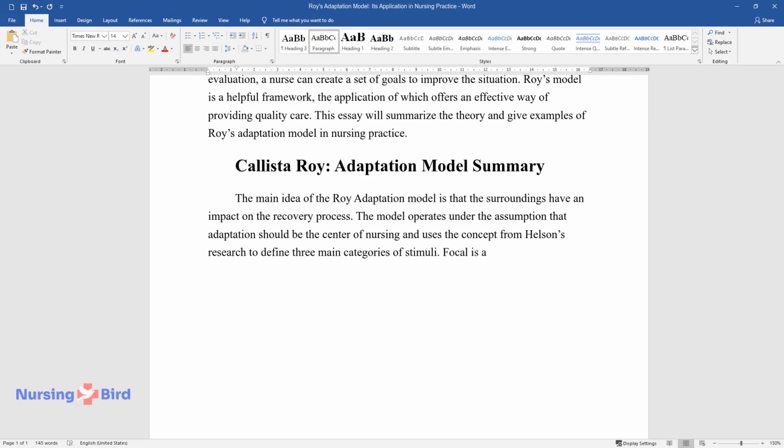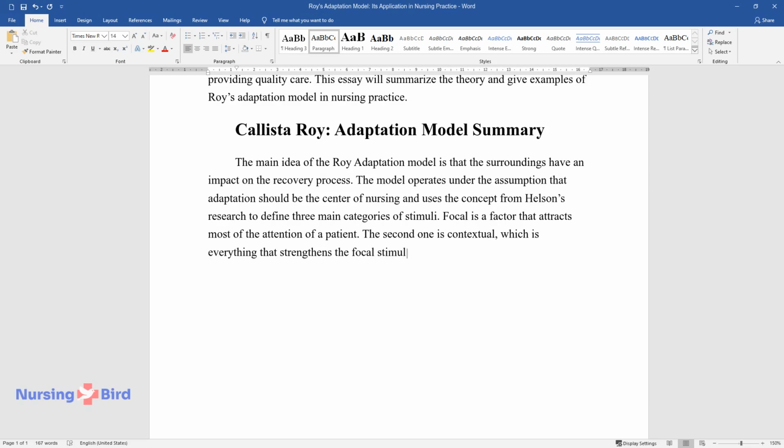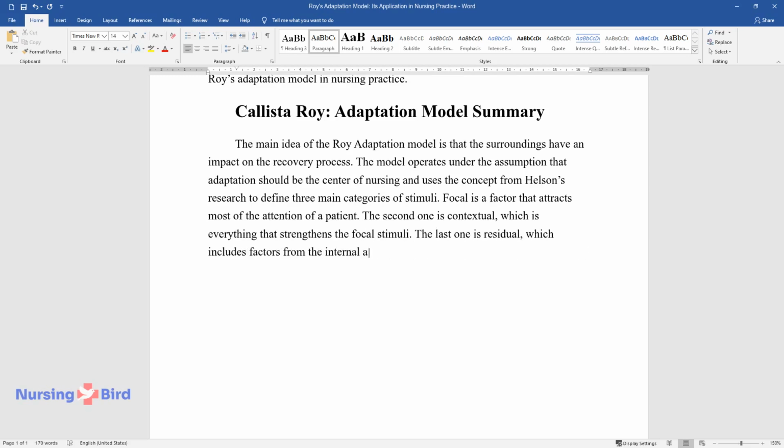Focal is a factor that attracts most of the attention of a patient. The second one is contextual, which is everything that strengthens the focal stimuli. The last one is residual, which includes factors from the internal and external environment.